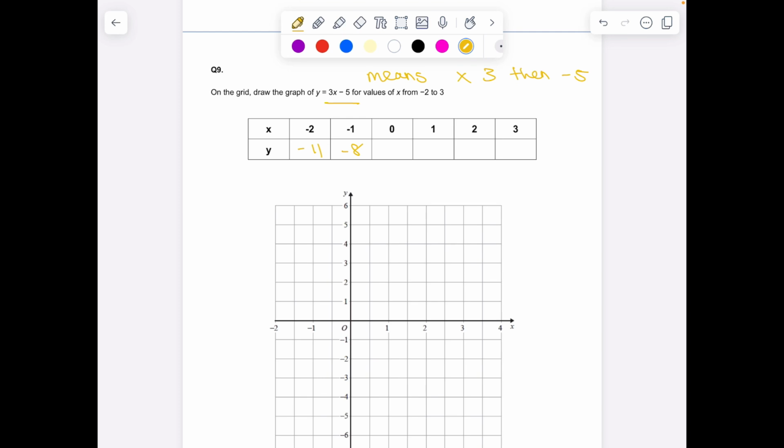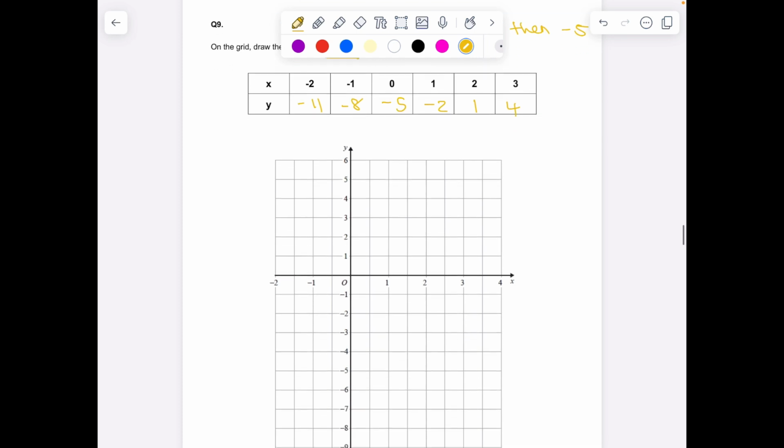0 times 3 is 0. Take away 5 is minus 5. 1 times 3 is 3. Take away 5 is minus 2. And then 2 times 3 is 6, take away 5 is 1. And then 3 times 3 is 9, take away 5 is 4. And then you simply plot those points.